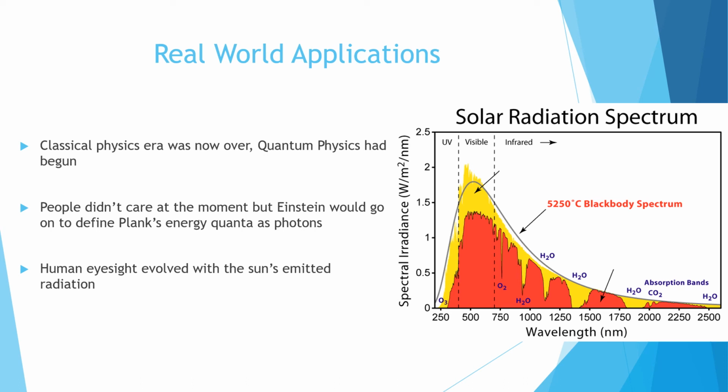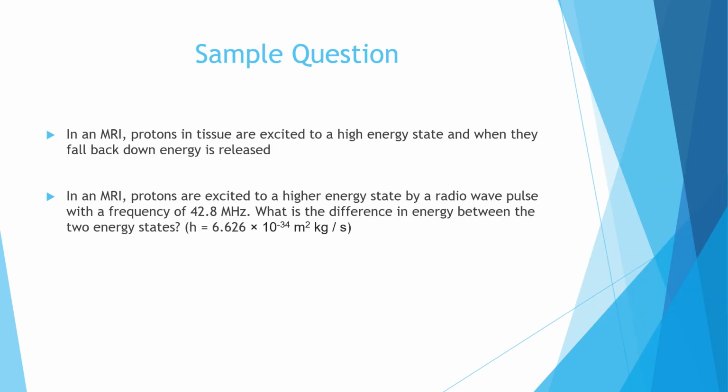The image on the right shows the spectrum of wavelengths emitted by the sun. You can probably see that the peak of the wavelengths occurs in the middle of the visible light spectrum. This isn't coincidental. Since these wavelengths have the highest intensity, human eyesight has evolved to recognize the colors in that spectrum.